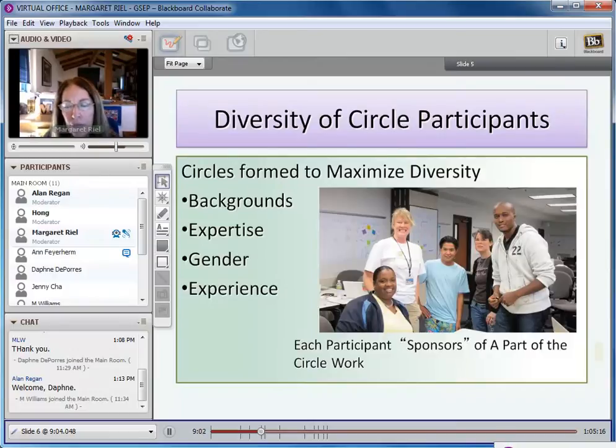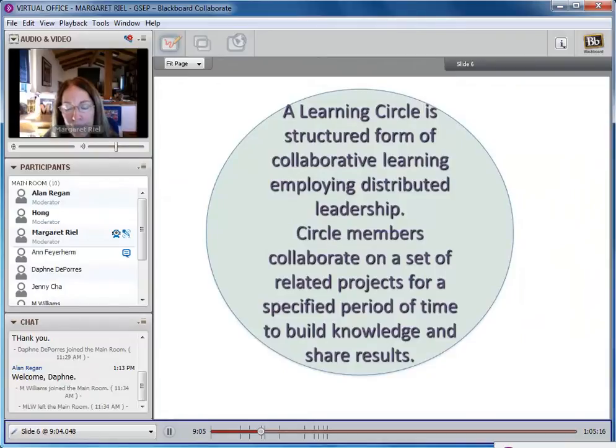And then the important thing about learning circles is that it's around a project, a particular project or a set of projects they're going to be working on for a specific period of time. A lot of people are forming learning communities or communities of practice that they expect to go on indefinitely. Learning circles are definitely a project-based learning community. They have a schedule, they're going to end at a particular time, and they're arranged around a set of projects.